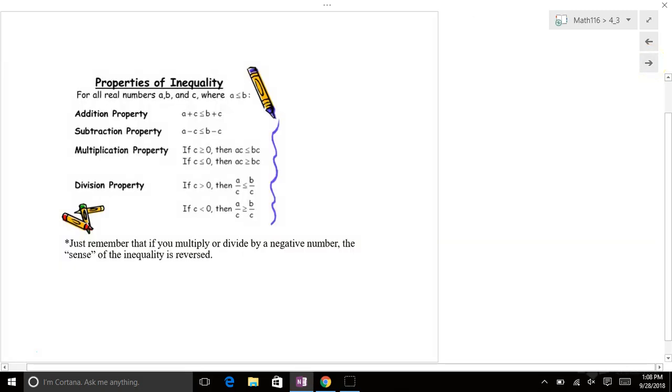Now, all the properties of inequalities are similar to the properties of equality. So if I add something to one side, I got to add it to the other side. If I subtract something from one side, I got to subtract it from the other. If I multiply one side by something, I got to multiply the other side by something. Now, if that's a negative, that means I got to change or flip the sense of the inequality. And let me give you an example.